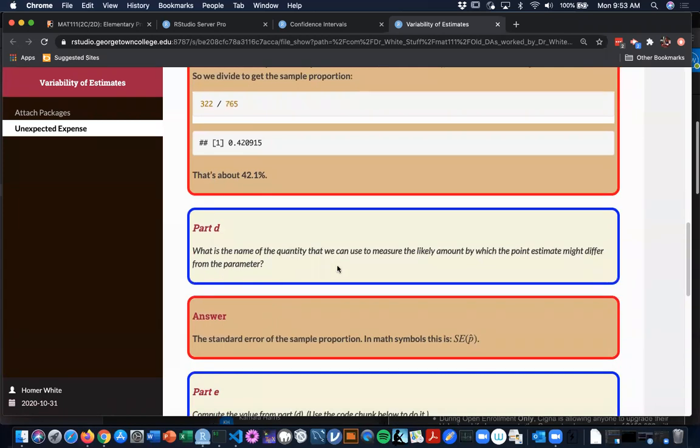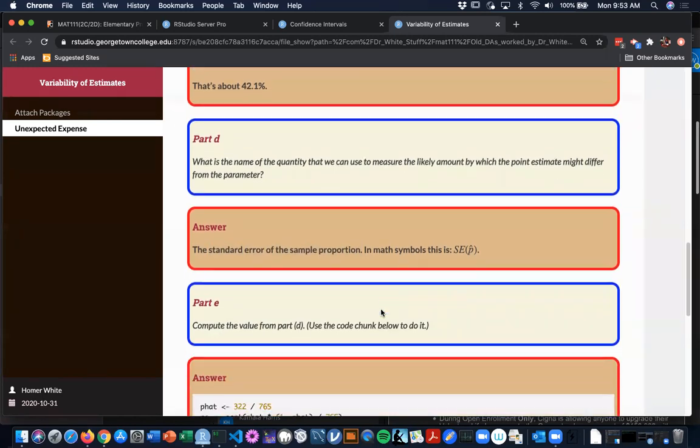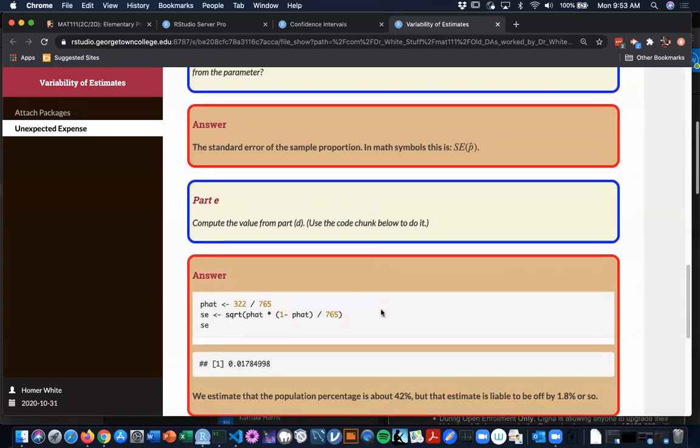What's the name of the quantity that we can use to measure the likely amount by which the point estimate might differ from the parameter? Well, that's the standard error of your sample proportion. And can you compute it? Sure, it's the square root of p hat times 1 minus p hat divided by the sample size.